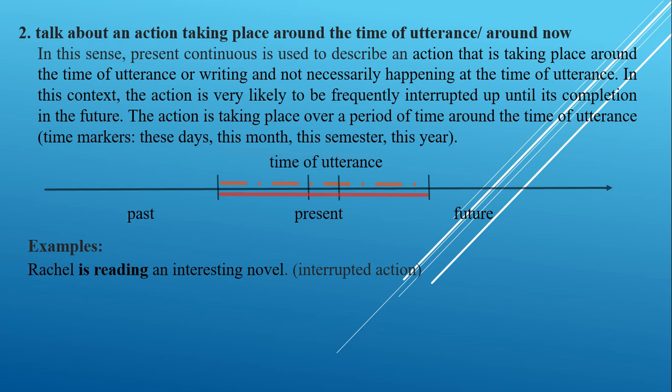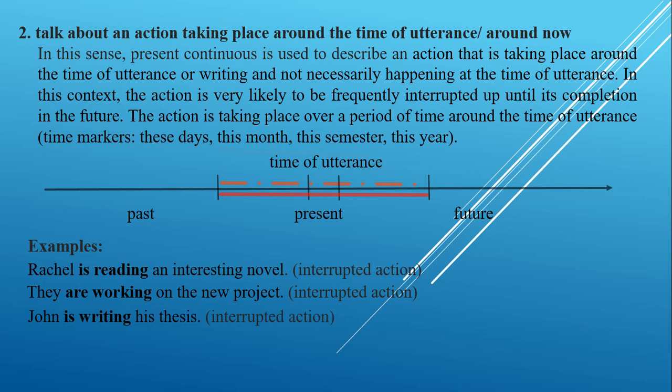Now the second one, they are working on the new project, and the explanation is similar. It is an interrupted action because as human beings, it is impossible for them to work round the clock. They might be tired and need some refreshment. Next, John is writing his thesis. Similarly here, because John needs to take a break.